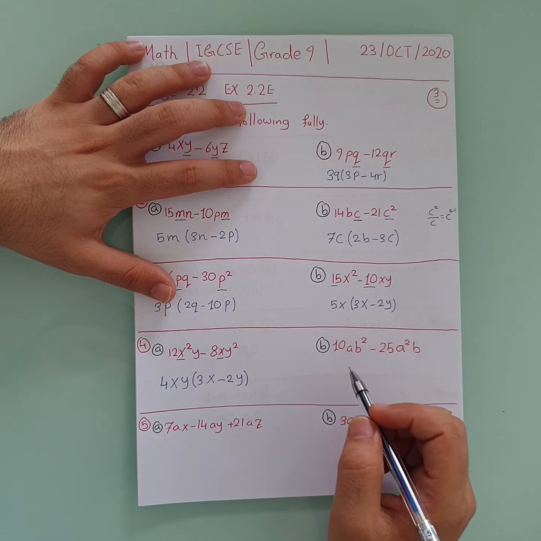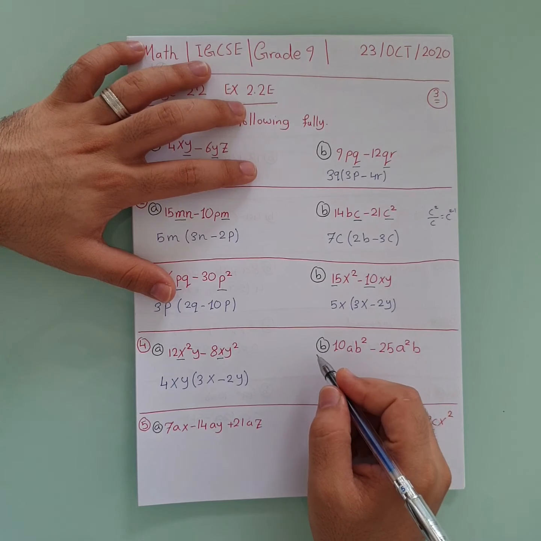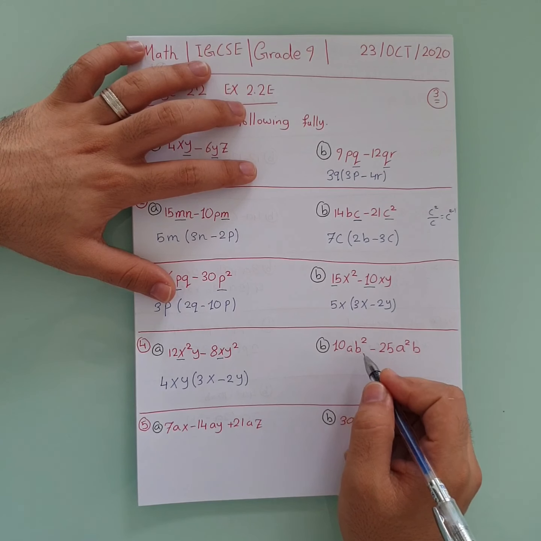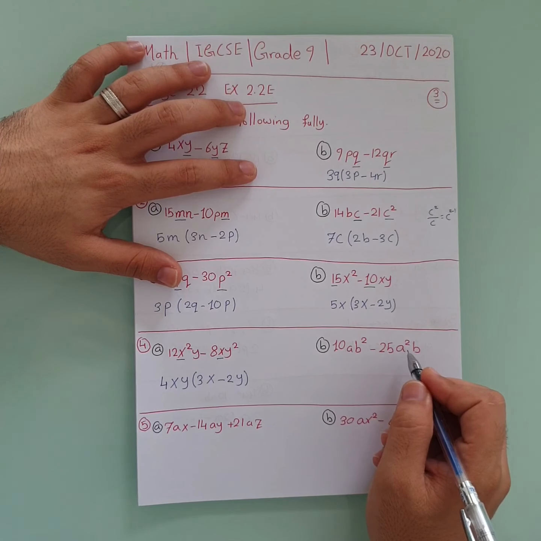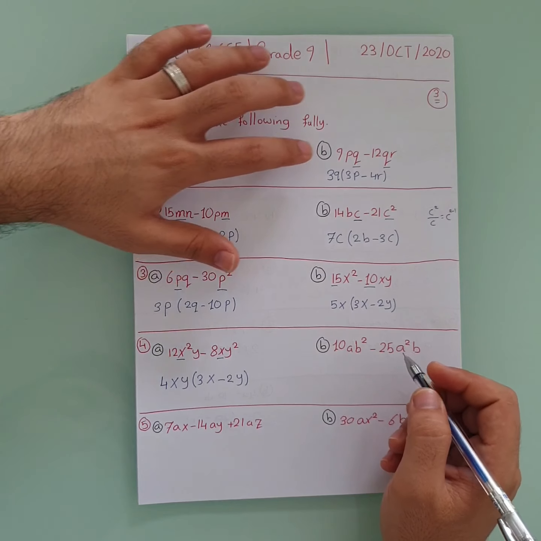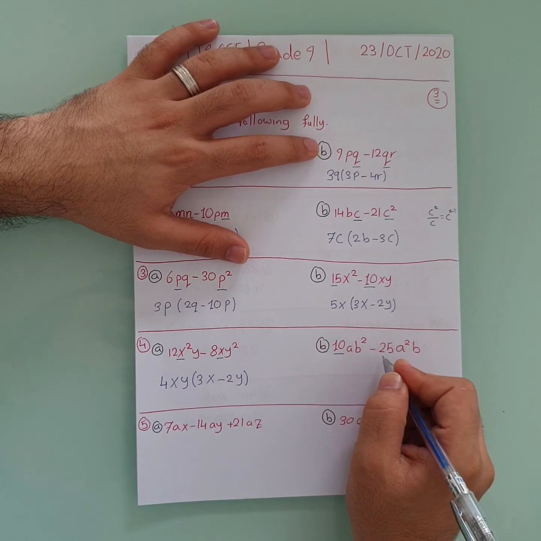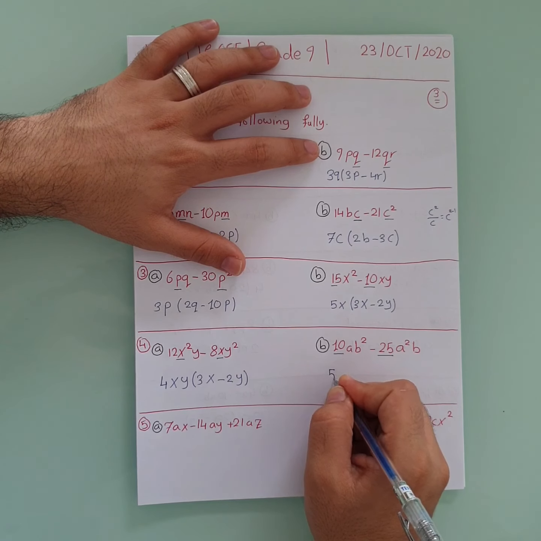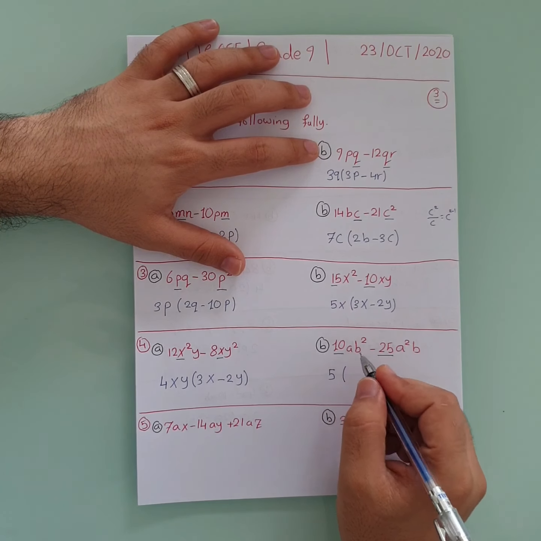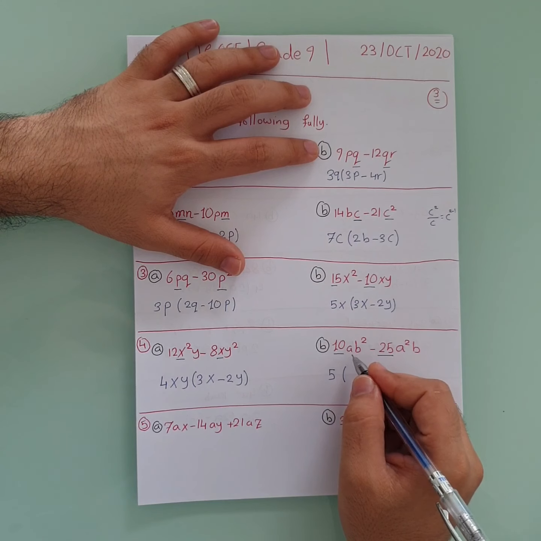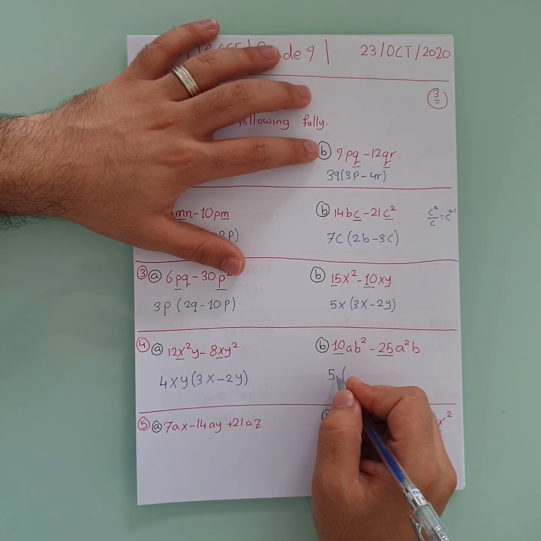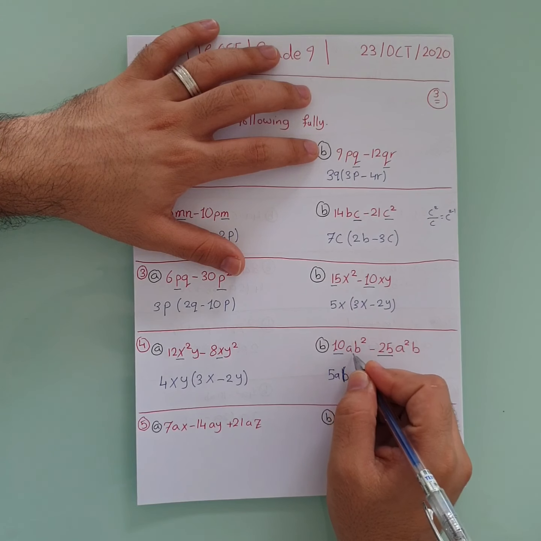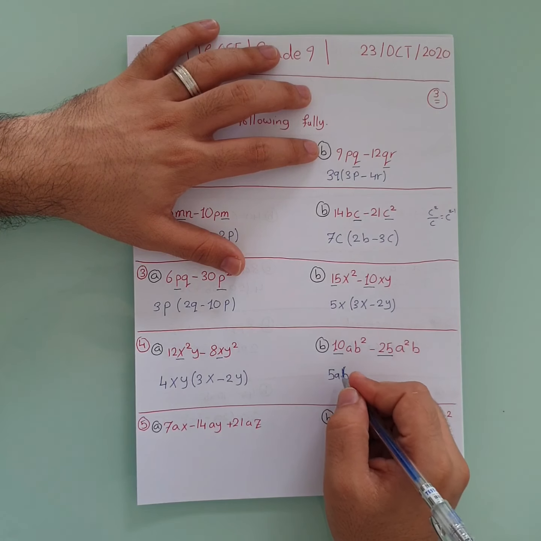All right, let's go for question 4b. We have 10ab to the power of 2 minus 25a to the power of 2b. You can see that there is a common factor between 10 and 25, which is number 5. Now check. Here we're going to have a and b, because I will take the lowest power of a and the lowest power of b, so ab.